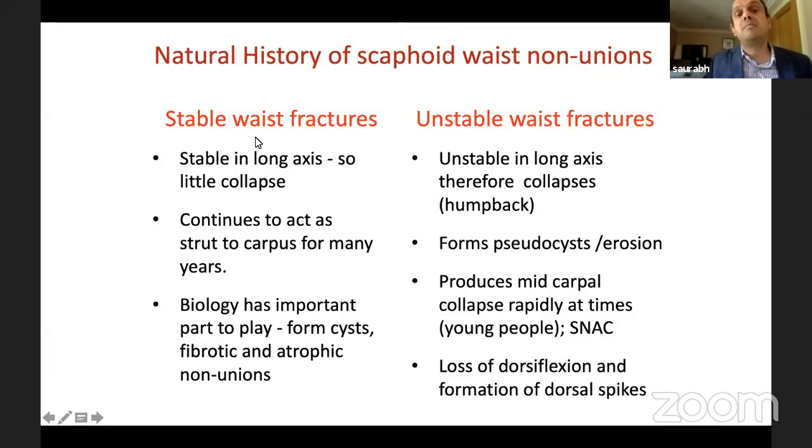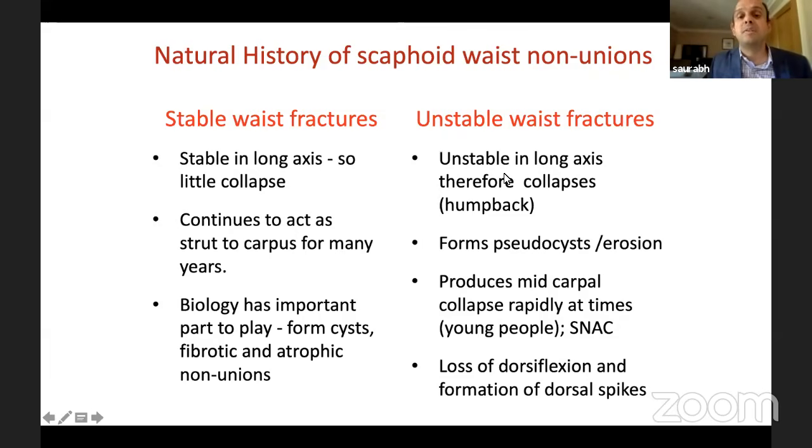Stable means the fracture is stable in the long axis. So the waist is able to take axial loads. So if it is able to take loads, it will not have those classical humpbacks. It's not going to collapse. It may form some cysts because of hydrostatic pressure and some fibrous non-union. So these are the ones which can even come after 10 years, 15 years, but you will not see classical SNAC. So if you ever wondered why in one X-ray, one waist has SNAC and the other doesn't, this is the reason, because they were stable waists.